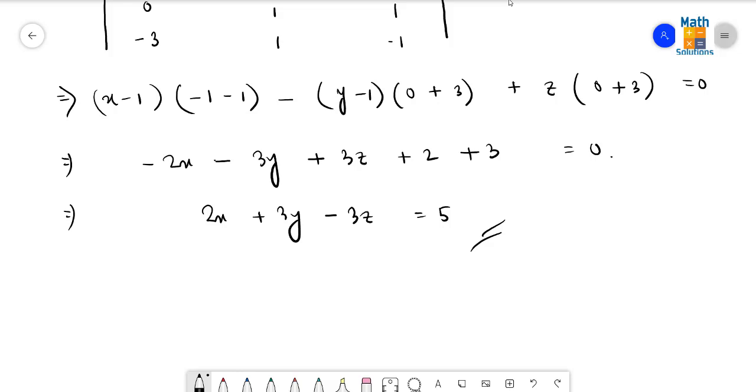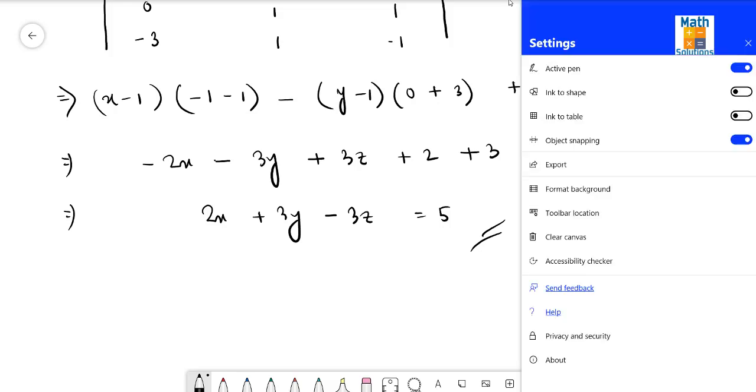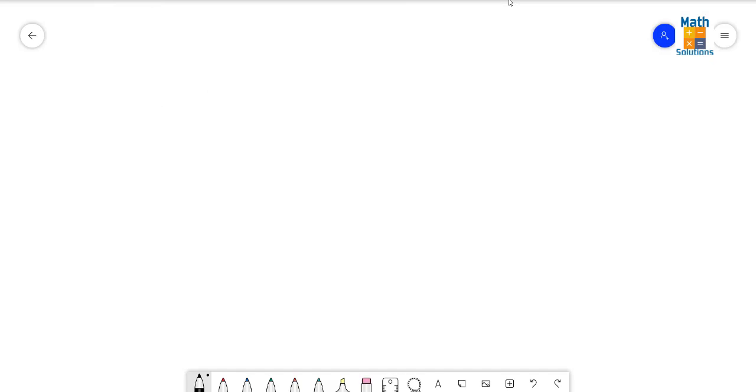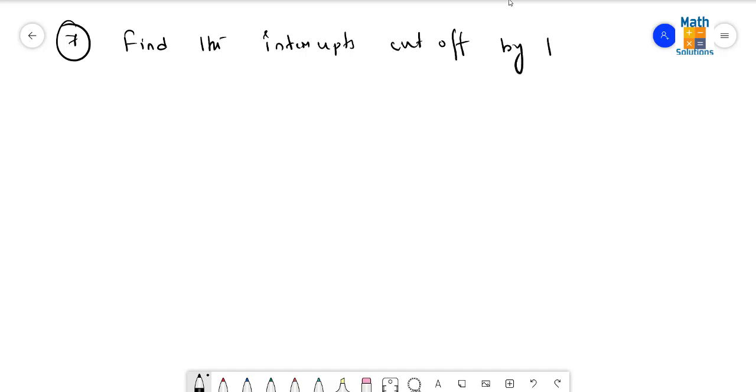Then coming to the next one, question number 7. This is another important sum. Question number 7, what is given? Find the intercepts cut off by the plane twice x plus y minus z is equal to 5.